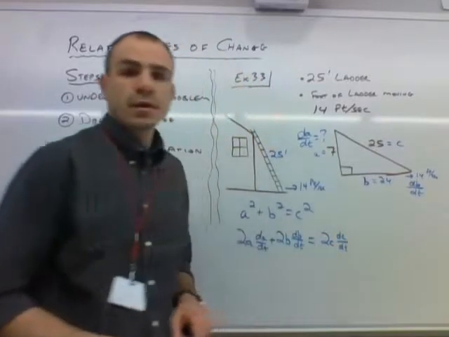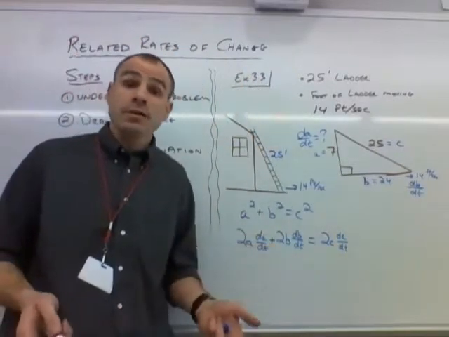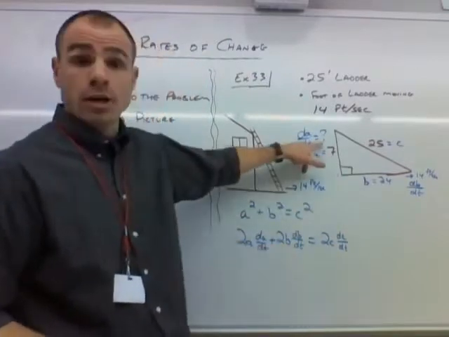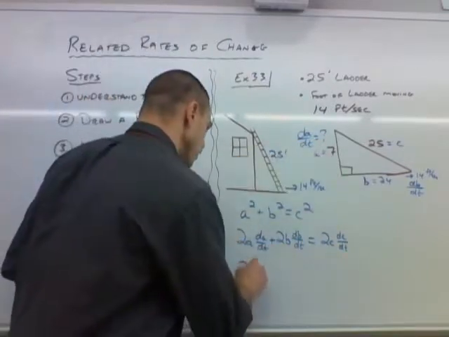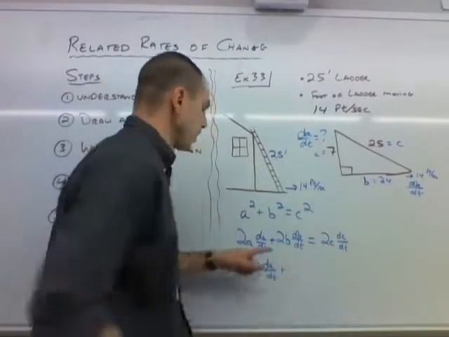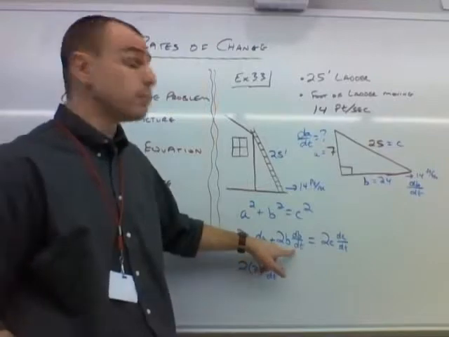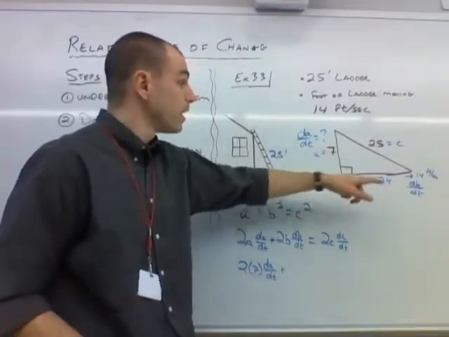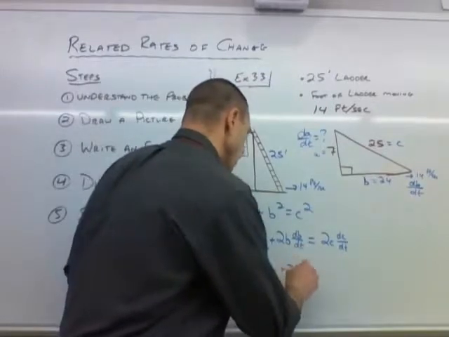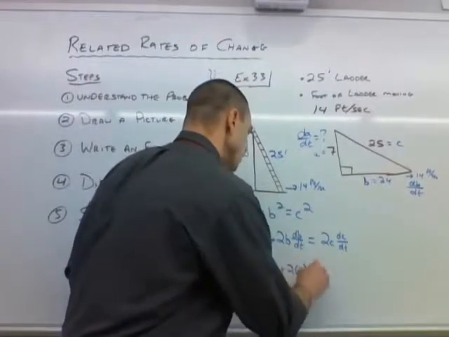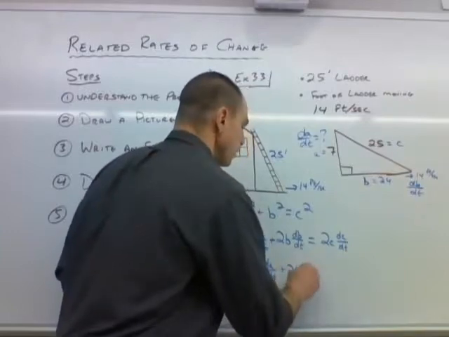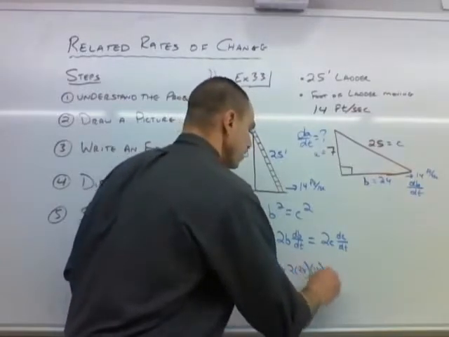All right. Now at this point, we can start plugging in values. All right? We know that a is equal to 7. dA/dt is our unknown. All right, so we're going to have 2 times 7 times dA/dt plus 2 again, and then b's value is 24. dB/dt was given to us to be 14, so 2 times 24 times 14, there we go.